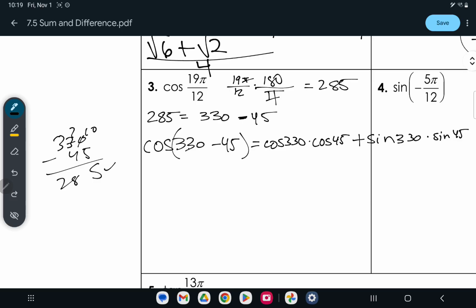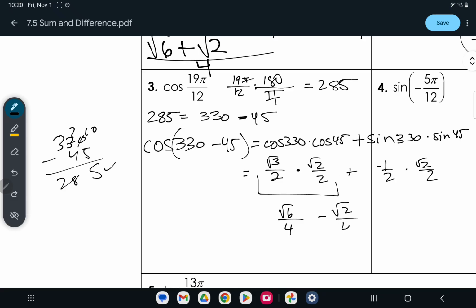So cosine of 330 is root 3 over 2. Cosine of 45 is root 2 over 2. Sine of 330 is negative 1/2. And sine of 45 is root 2 over 2. So let's see what this gives. That's root 6 over 4 minus, because that's negative, root 2 over 4. So root 6 minus root 2 over 4. Okay?